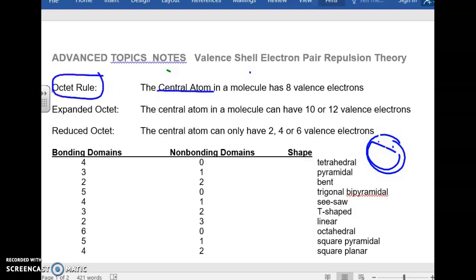The central atom in a molecule has 8 valence electrons. An obvious exception would be hydrogen. Hydrogen has 1 valence electron, but it is happy when it has 2. Remember, it only has 1 shell, and as we know in the first shell, there can only be 2 electrons. That's going to be an exception. Hydrogen will be happy forming 1 bond, and not each.